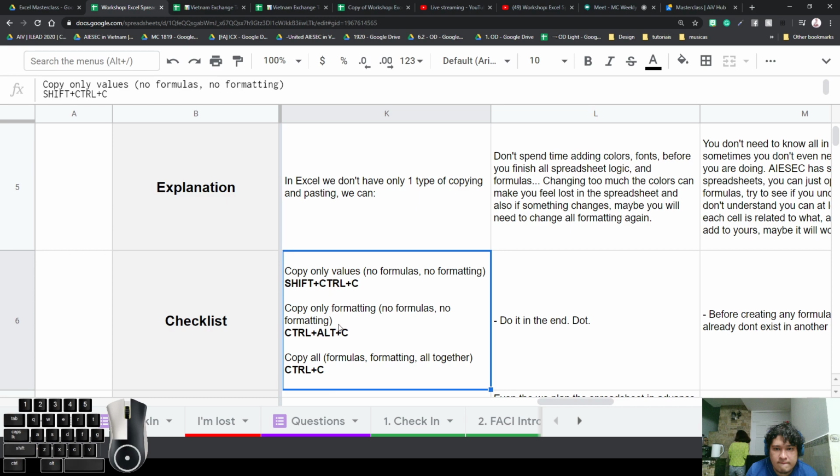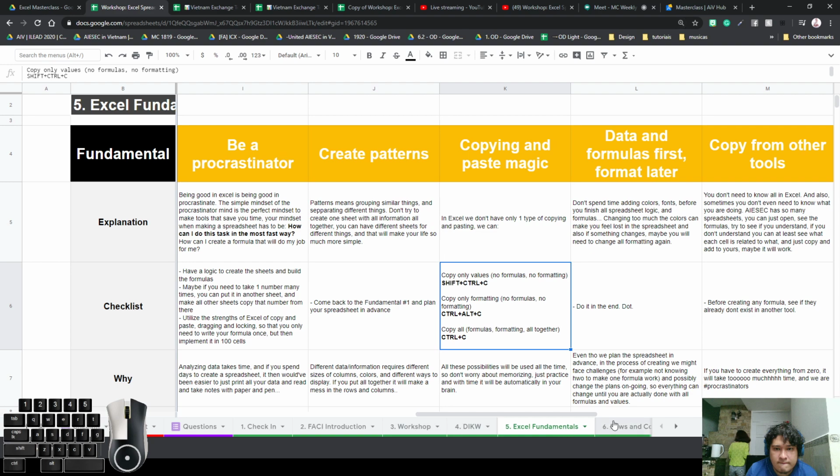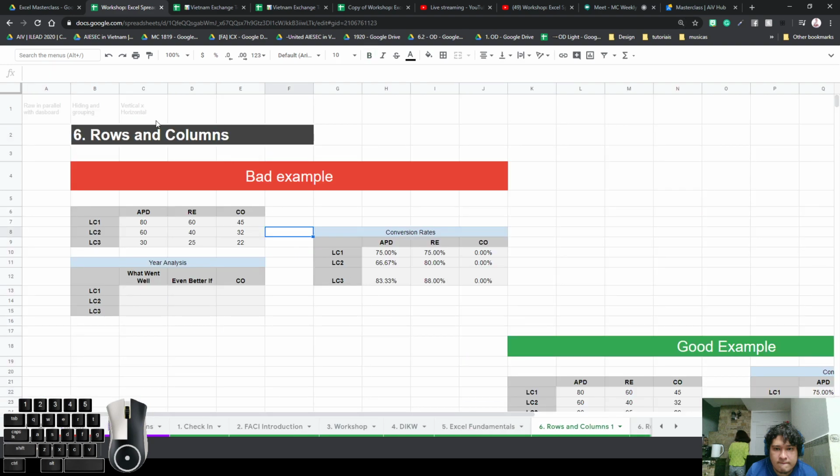But for example, if you want to copy only the formatting, you're gonna use Control Alt C. So all together, Control Alt C. And of course, if you want to just copy everything, you can just Control C. I'm gonna give you examples, but before I give you the examples, let me go to a more clean space. So that's our next topic. We're gonna talk about rows and columns, but let me just give you the examples about copying and pasting.